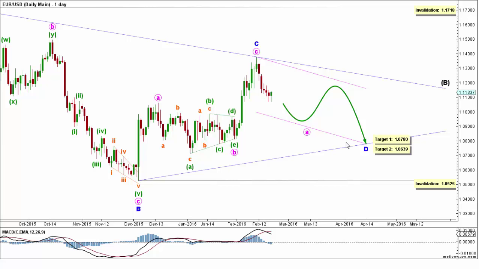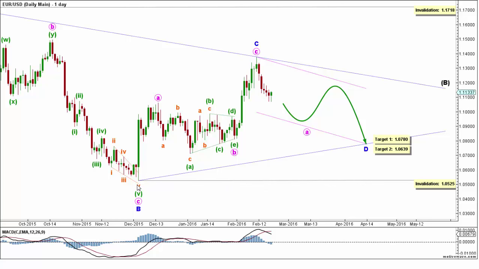This wave count is invalidated by movement above 1.1718, as minor wave C of this contracting triangle may not move beyond the start of minor wave B, and it's also invalidated by movement below 1.0525, as minor wave D may not move beyond the start of minor wave C.